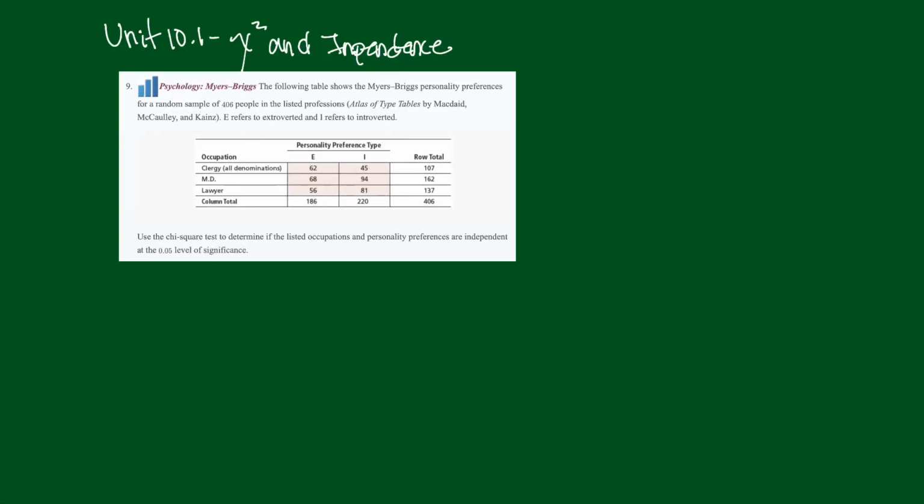Here's a section on the chi-square distribution and tests of independence. I think it's a good idea if we just start this by looking at an example, and then we'll get in more detail.